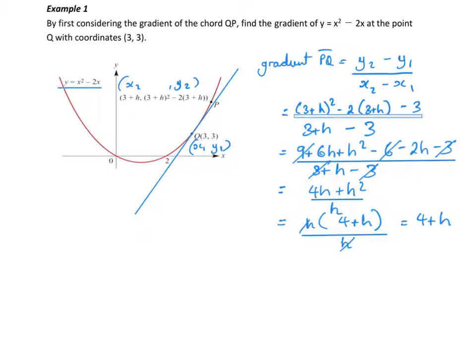Now the next bit of the question says find the gradient of y equal to x squared minus 2x at the point Q. So remember, Q is this point here.